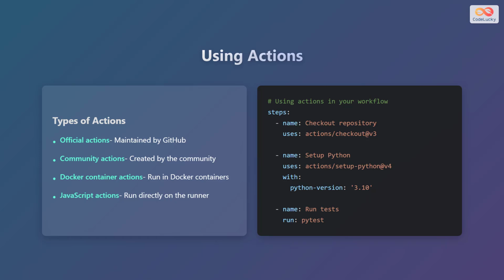Here's how to use actions in your workflow. First, we check out the repository using the action/checkout at v3 action. Then we set up Python using the action/setup-python at v4 action, specifying the Python version to use. Finally, we run tests using PyTest.